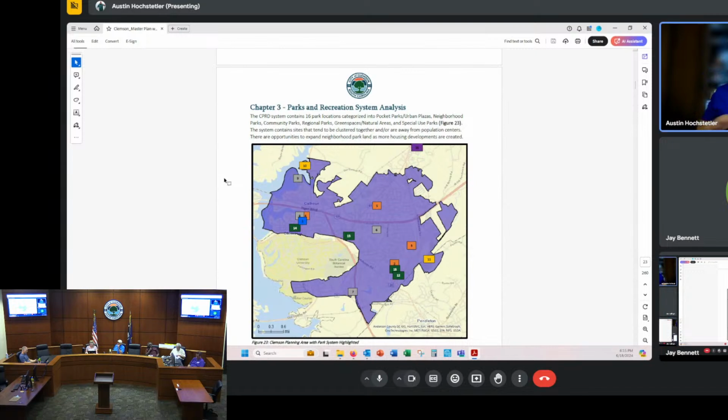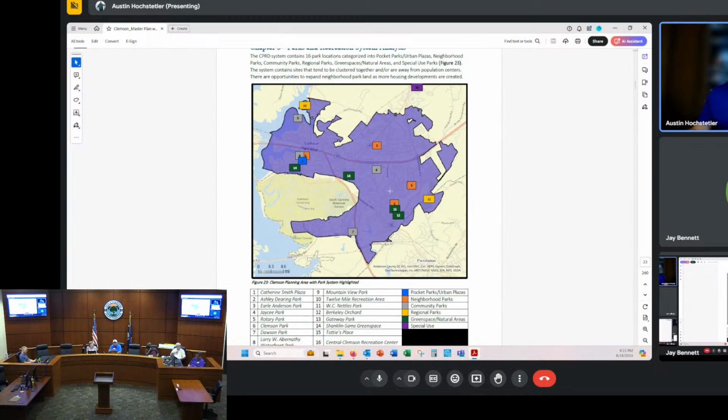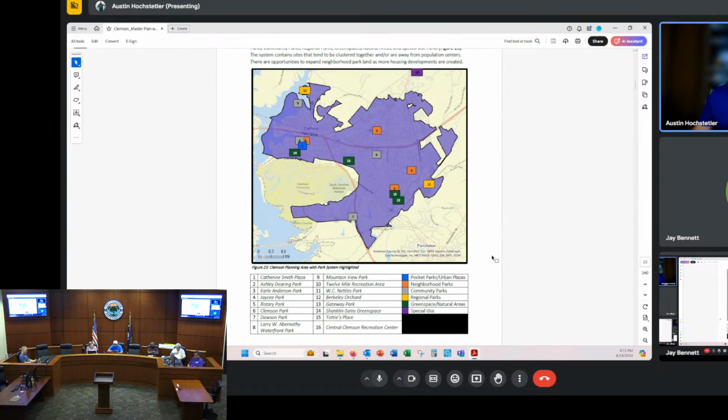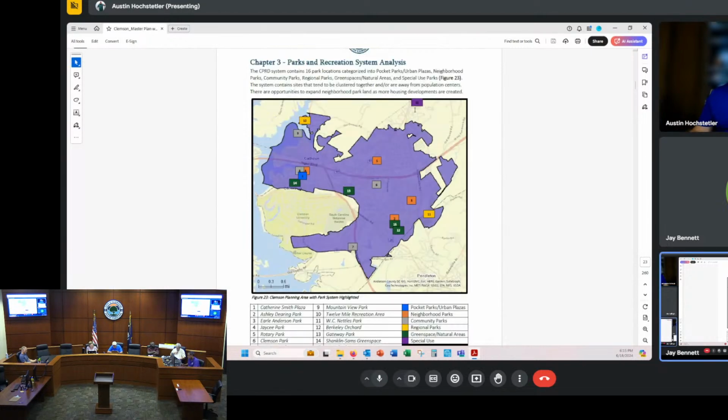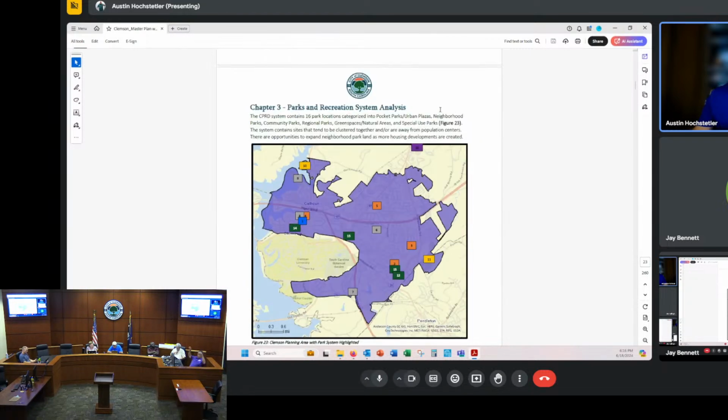Chapter 3 is now moving into your actual system. So this one is showing your actual park system, where it is, and how the parks are labeled into different classifications, such as pocket park, neighborhood park, community parks, regional parks, green spaces, special use. You can see the distribution around your community. And of note, 16 is actually the Central Clemson Recreation Center.